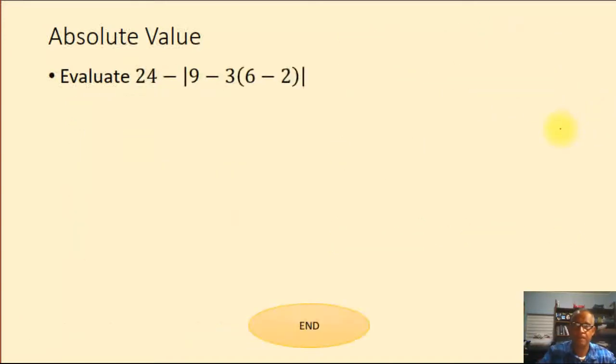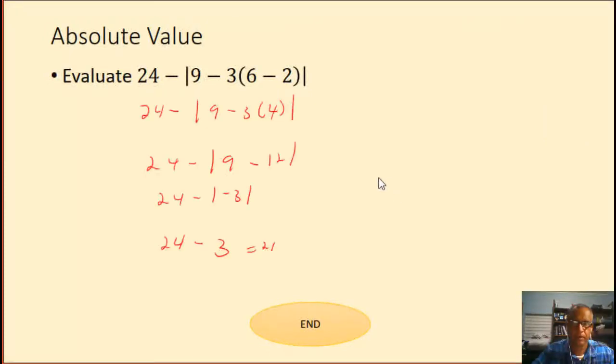All right. And this last one here. This should be obviously very easy. 6 minus 2, we attack the parentheses first. 6 minus 2 gives us 4. And then that gives us then 3 times 4 is 12. 9 minus 12 is minus 3. And then notice the absolute value of minus 3 is 3.